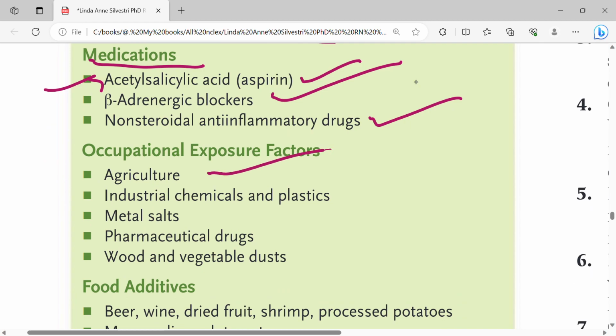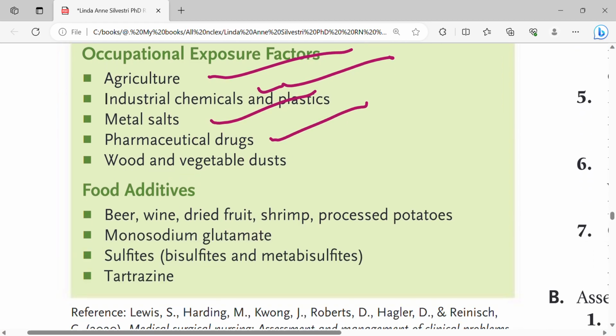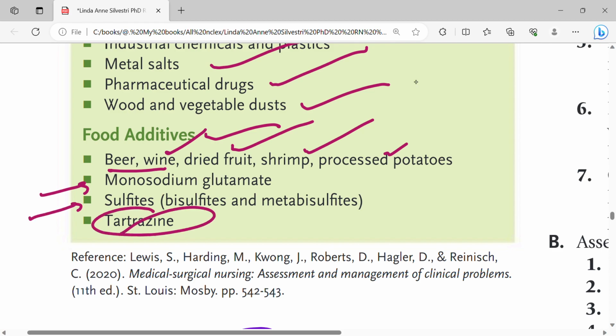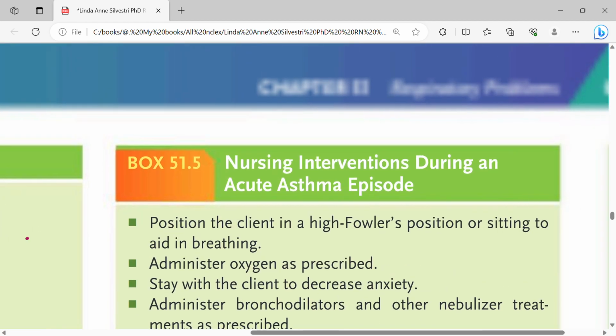Occupational exposure, agriculture. If the patient is a farmer, they may also get an asthma attack. Industrial chemicals and plastics, metal salts, pharmaceuticals and drugs, wood and vegetable dust. Food additives like beer, wine, dried fruits, shrimps, processed potatoes, monosodium glutamate, sulfites, and tartrazine. These food additives can also lead to an asthma attack.